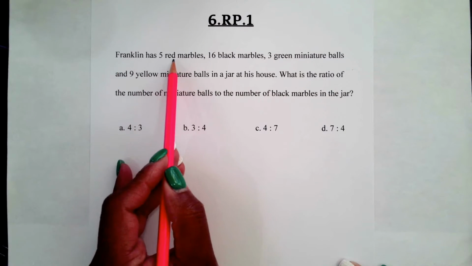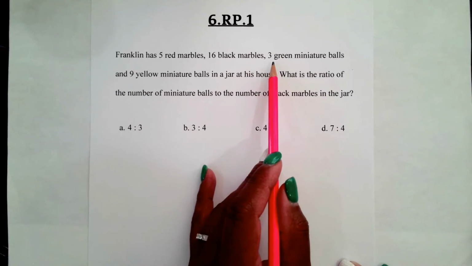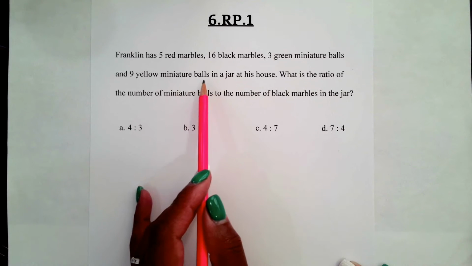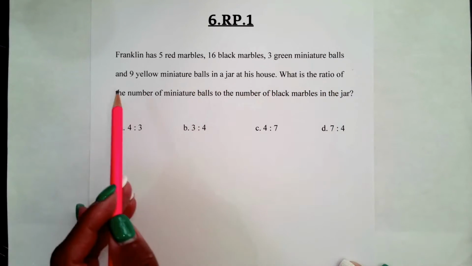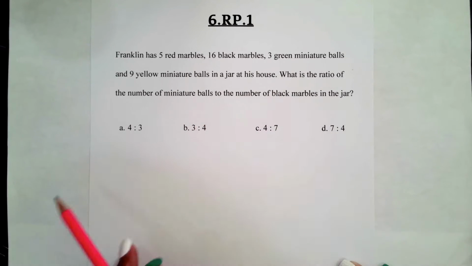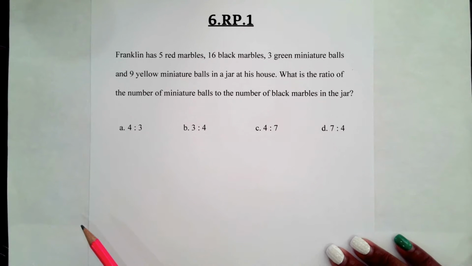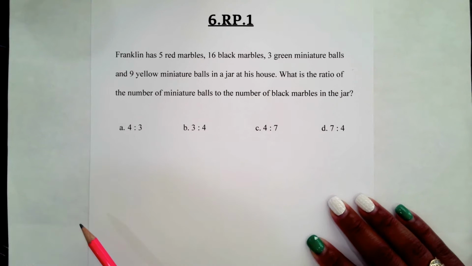Franklin has 5 red marbles, 16 black marbles, 3 green miniature balls, and 9 yellow miniature balls in a jar at his house. What is the ratio of the number of miniature balls to the number of black marbles in the jar? The first thing I thought about was, what is a ratio? Okay, here's a reminder. A ratio is a comparison or relationship between two values or quantities.